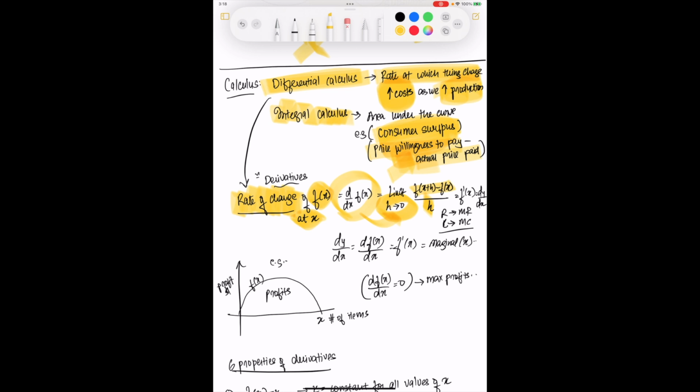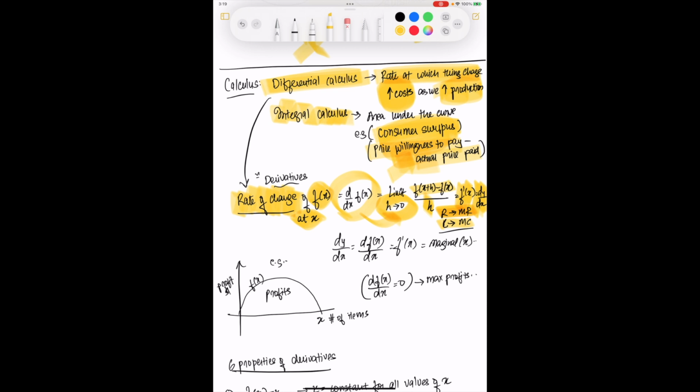The rate of change of f of x at x can be written as f dash of x. It can also be written as dy by dx because y is a function of x. Or for revenue functions, it can be written as marginal revenue. For cost functions, it's the same as marginal cost, which is nothing but the rate of change of revenue, the rate of change of cost.